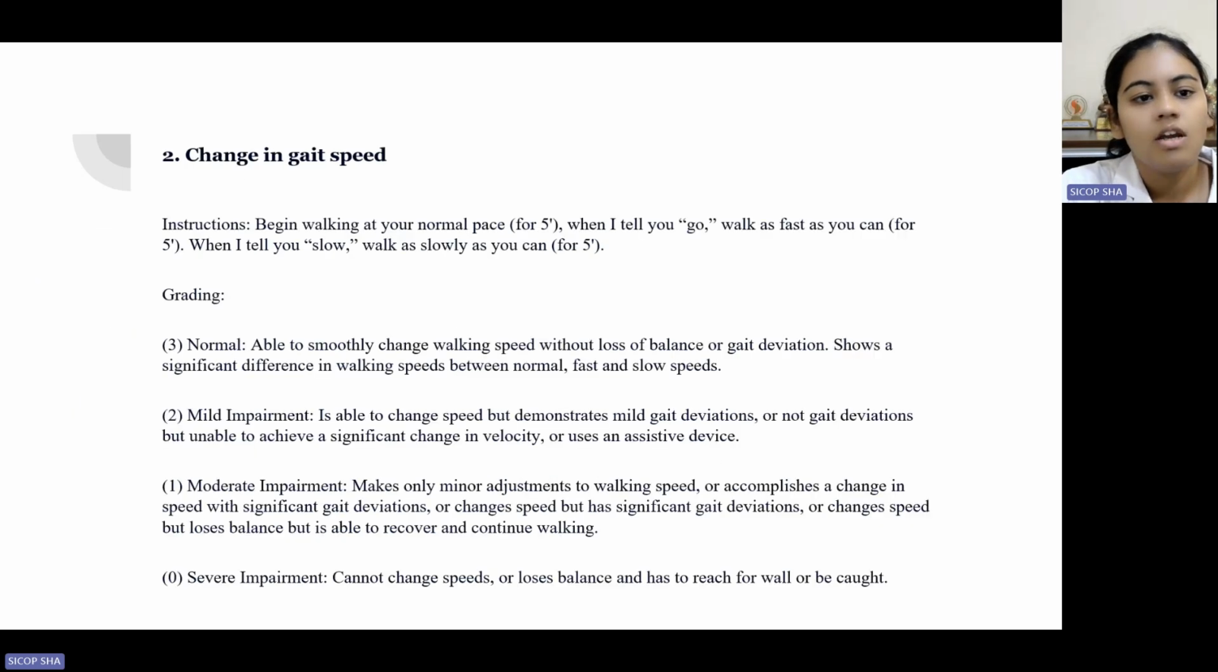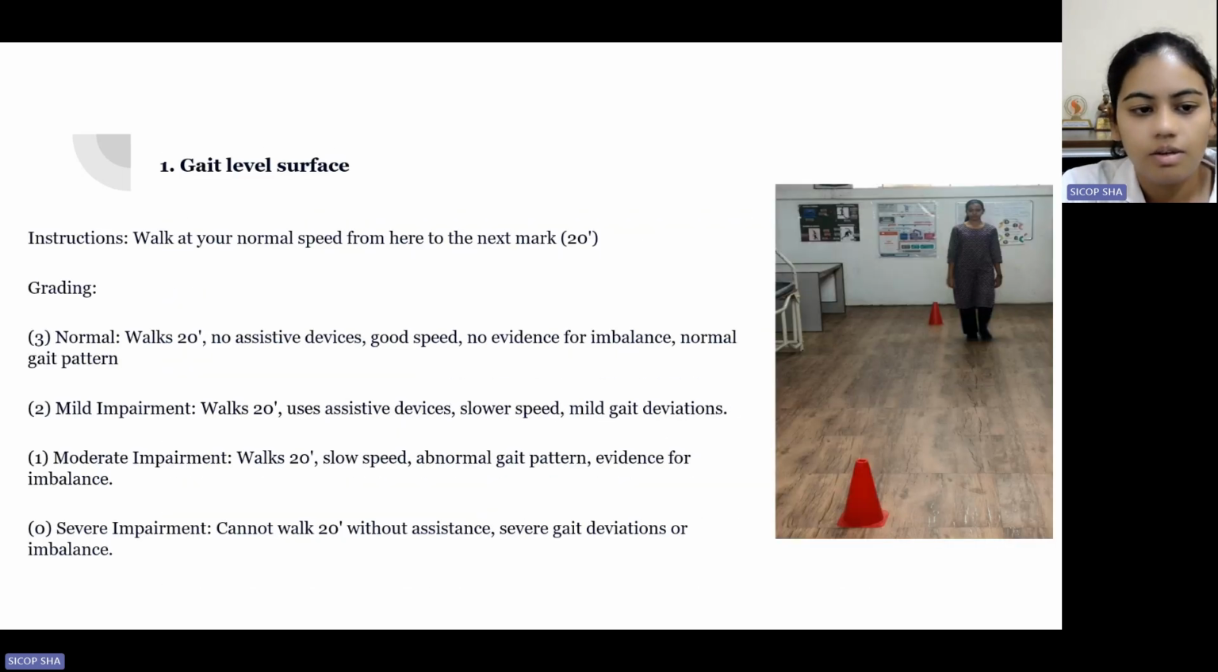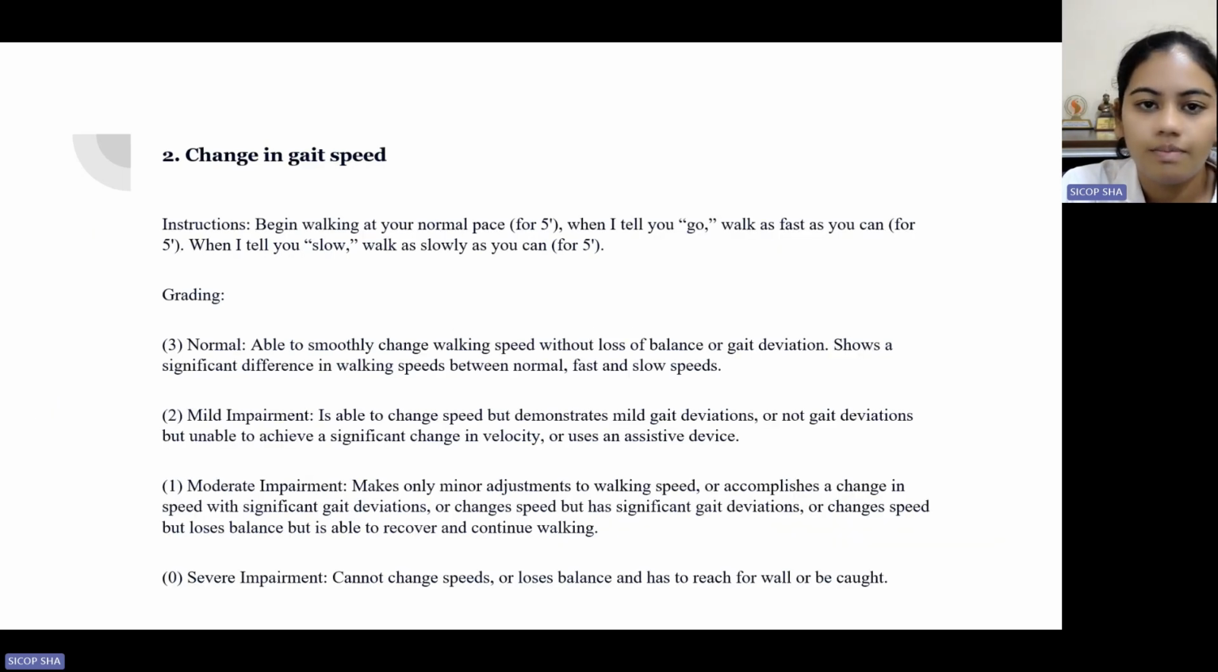Next component is change in gait speed. As we can see in this image, the model is walking. In the second component, we have to ask the model to change the gait speed. So the instruction given is: begin walking at your normal pace for 5 feet. When I tell you go, walk as fast as you can for 5 feet, and when I tell you slow, walk as slowly as you can for 5 feet.